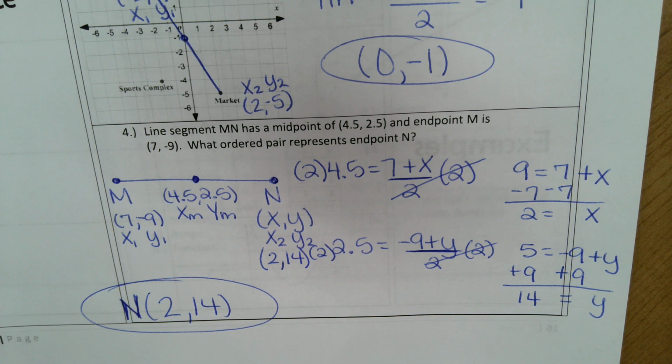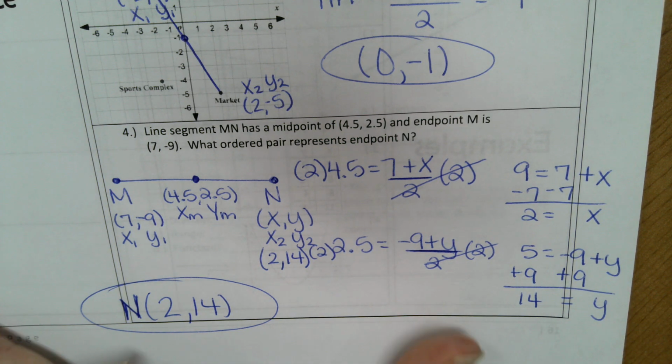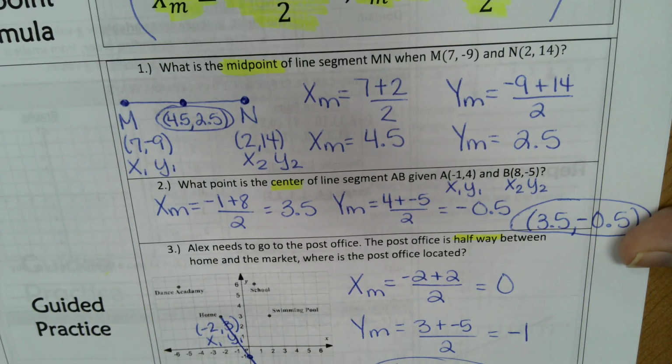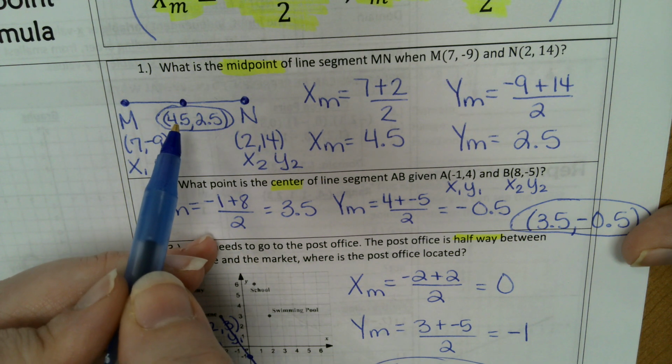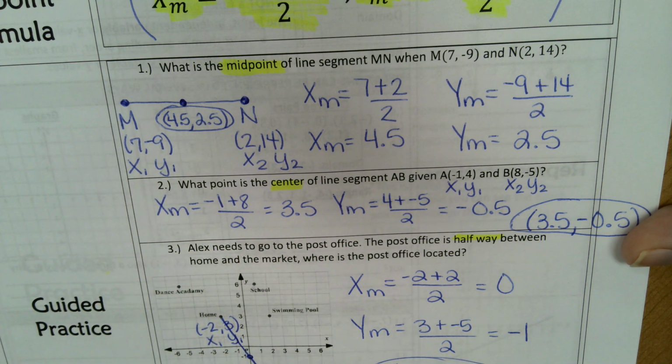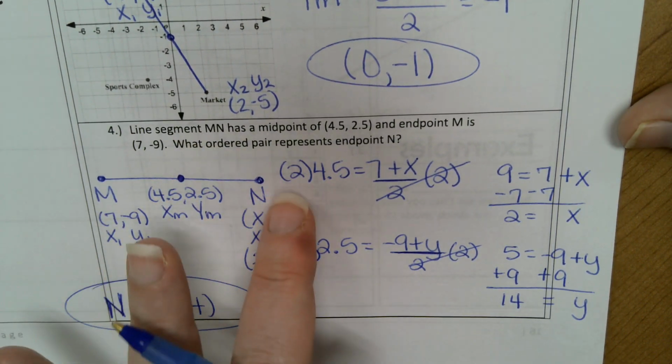Okay. Now, if you notice something along the way, this is actually number 1, just given different information. So number 1, I gave you M and N and had you find the midpoint. Well, I just gave us different information, and we still came up with the same ending.